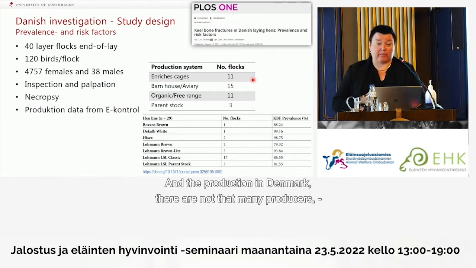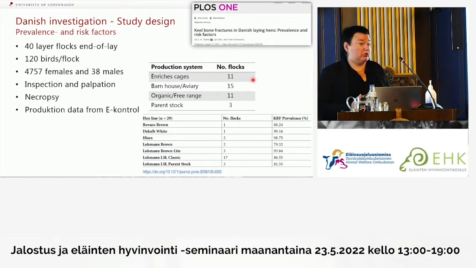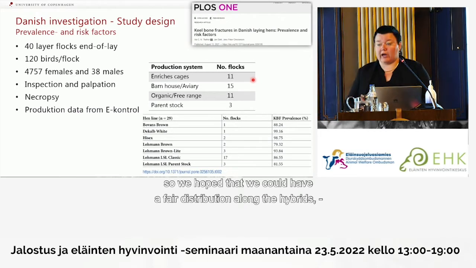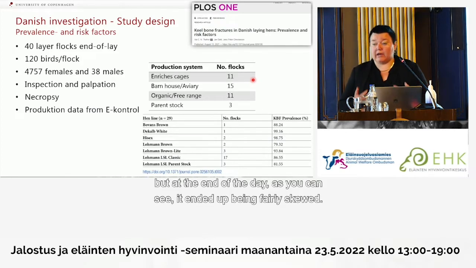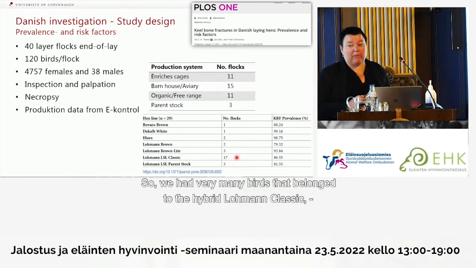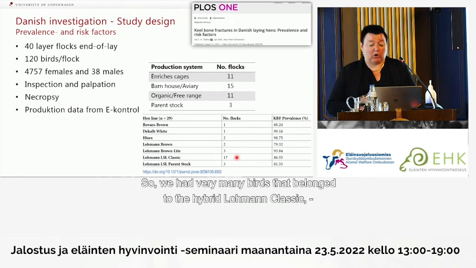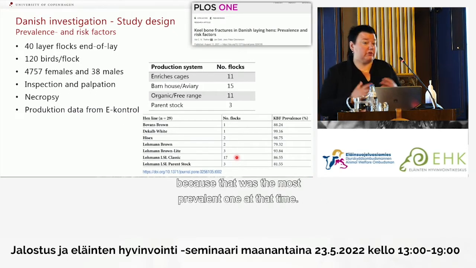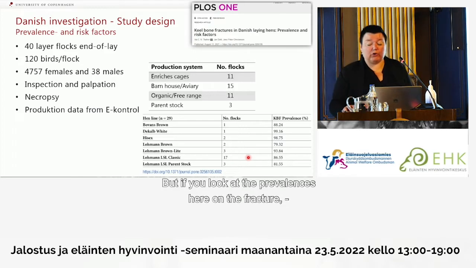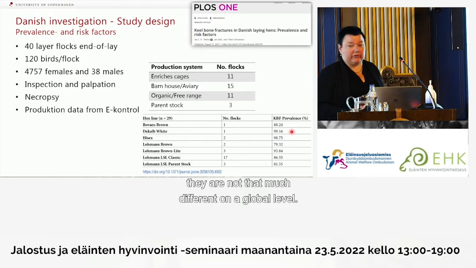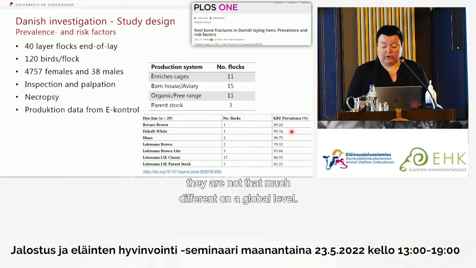And the production in Denmark, there are not that many producers, so we hoped that we could have a fair distribution along the hybrids, but at the end of the day, as you can see, it ended up being fairly skewed. So we had very many birds that belonged to the hybrid Lohmann Classic, because that was the most prevalent one at that time. But if you look at the prevalences here on the fracture, they are not that much different on a global level.